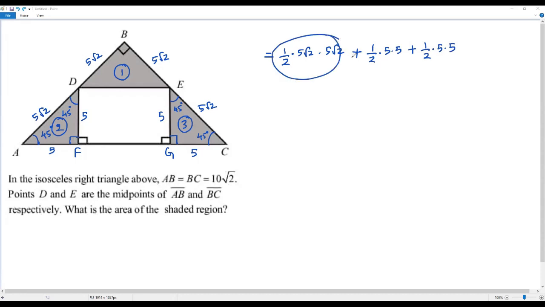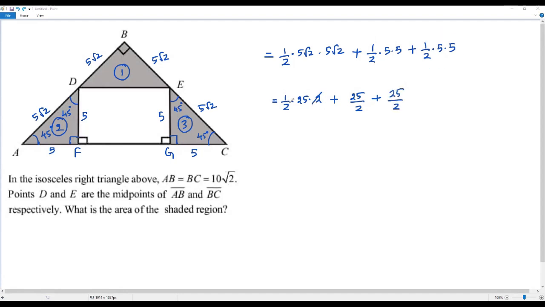So this is the area of triangle number 1, this is the area of triangle number 2, this is the area of triangle number 3. When I add the areas of all the three triangles, I am getting the area of the shaded region. Here, 1 over 2 times, when I multiply 5 and 5, I am getting 25. And when I multiply the square root of 2 and square root of 2, I am just getting 2. Positive. 1 times 5 is 5, 5 times 5 is 25, that is 25 divided by 2. Positive, the same thing we have over here, that is 25 divided by 2.